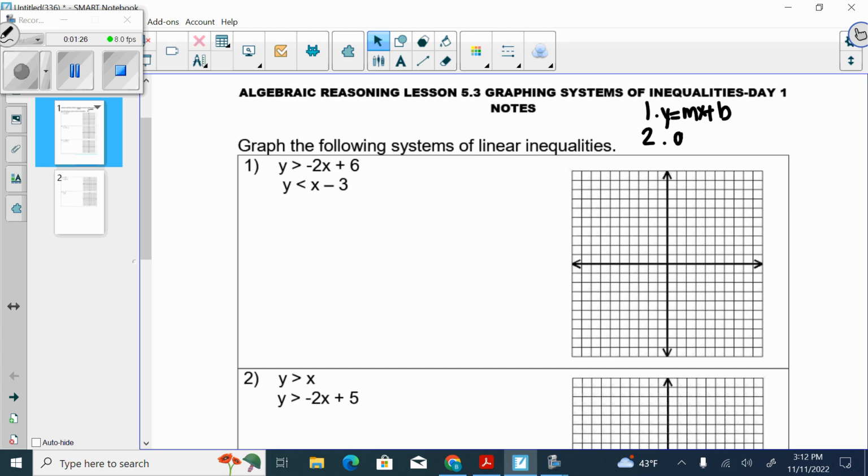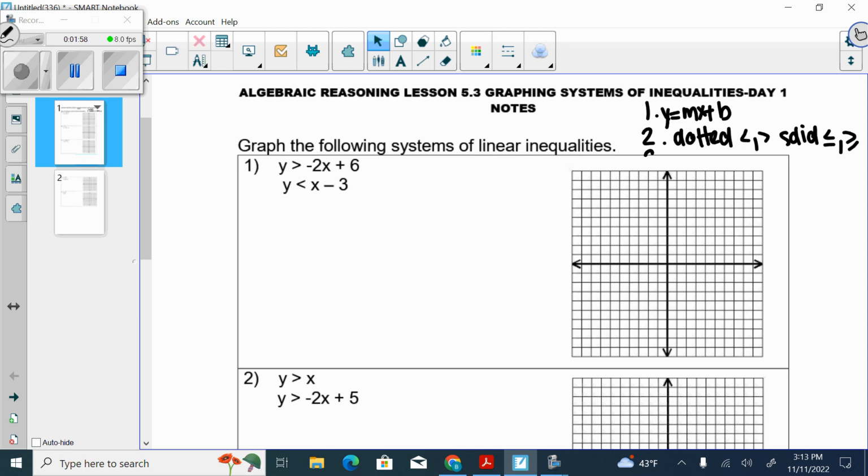If our line is going to be dotted, what do we have for an inequality? Does it have the equal to or does it not have the equal to? Doesn't have it. Okay, so it would have one of those inequalities, right? If it's going to be a solid line, then it does have the inequality with the equal to sign, right? So it would be one of these, right?